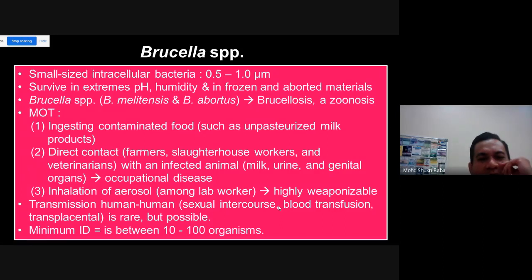Transmission human to human seperti sexual intercourse, blood transfusion, and transplacental is very rare, but secara logiknya dia possible can happen. Alright. Minimum ID ataupun infectious dose adalah between 10 to 100 organism. Bermakna it is a very highly infectious lah. Okay, you only need 10 cells of Brucella saja to initiate the infection. Can you imagine that? Okay, 10 cells saja dah cukup untuk menyebabkan you dapat brucellosis.